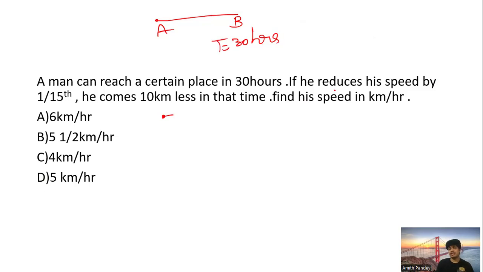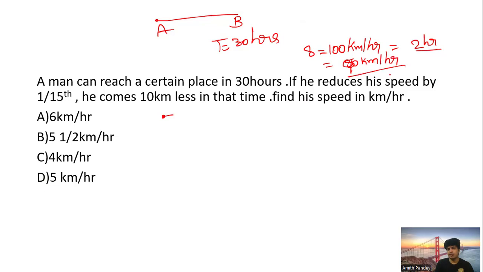If he reduces his speed, reduces means, for example, you are going at the speed of 100 kilometer per hour. Now you're reducing to 90. In so simple terms, let me tell you. Let's say you are going at the speed of 100 kilometer per hour, and you are reaching a place in 2 hours. Clear? Now you are reducing your speed to 90 kilometer per hour.